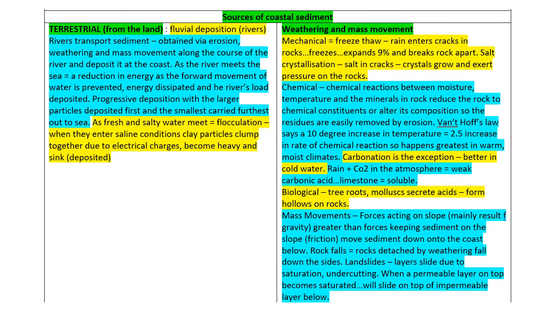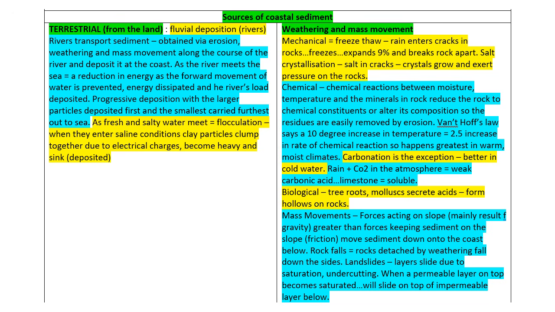When the river meets the sea at the mouth, those two bodies of water coming towards each other causes a dissipation of energy, and you've got a low energy environment. And we know that when we have a low energy environment, we get deposition. We also have the process of flocculation. This is where you've got the clay particles, as they come into the salty water from the fresh water of the river, they clump together due to electrical charges, become heavy and sink and are deposited.